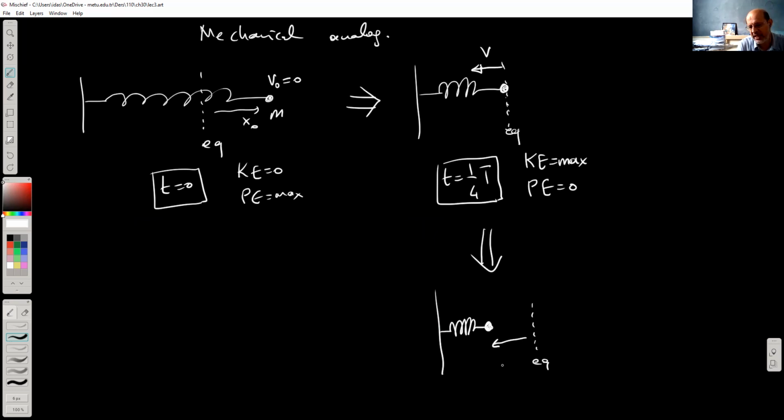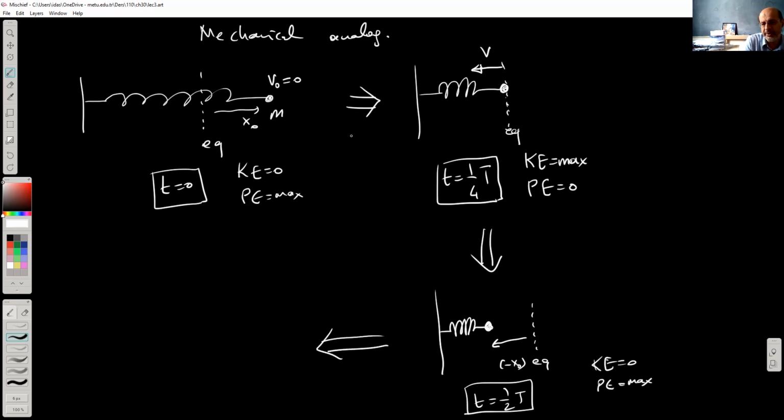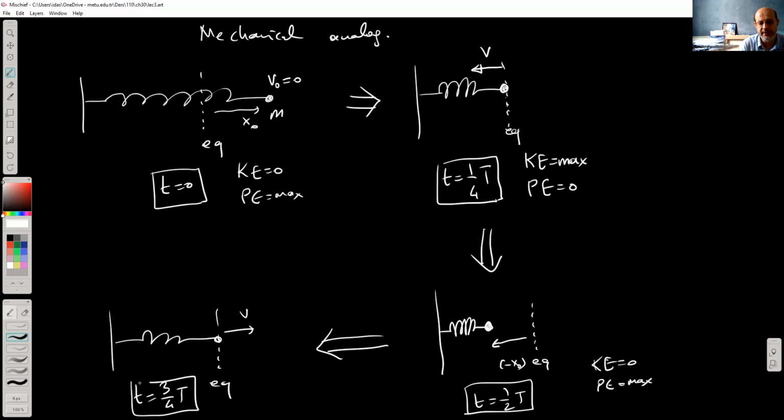The displacement is along that direction, so I would call this minus x0. That's basically half of the period, in which case the kinetic energy is zero again, and the potential energy is maximum. And then the same thing repeats again. This is pushed back to the equilibrium position. Again, the velocity is like that. This is at time t equals 3/4 period. Here, the kinetic energy is maximum, and the potential energy is equal to zero.